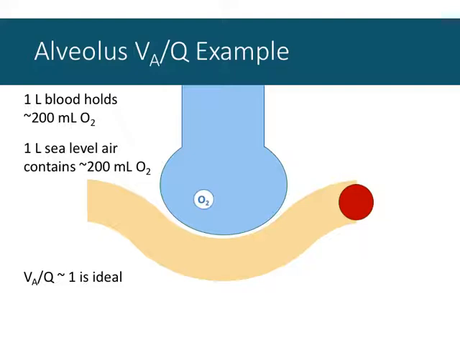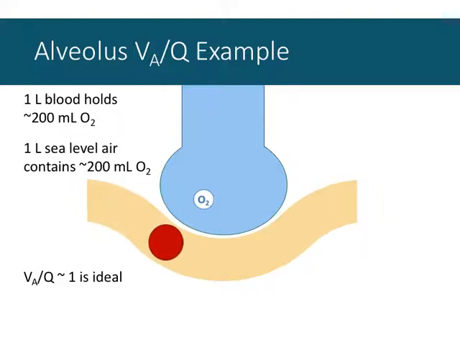Let's say in this example that a liter of blood can hold 200 mils of O2, and that there's 200 mils of O2 in sea level air. So we're trying to match the capacity to hold 200 mils of oxygen, as indicated by this red blood cell, and the delivery of 200 mils of oxygen with this O2 molecule here. I guess the point is they're in equal amounts.